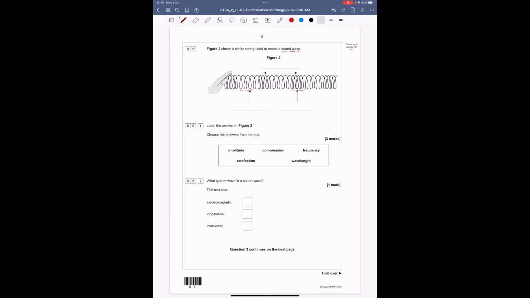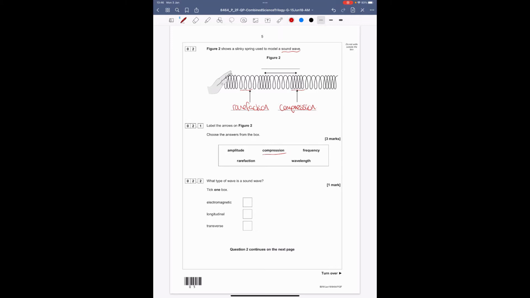The areas where they are close together we call areas of compression, because if you are compressing something, they get closer together. And when they get far apart, it's called rarefaction.